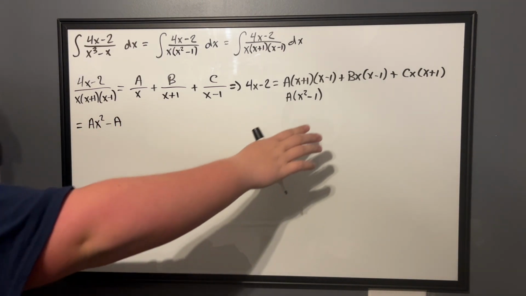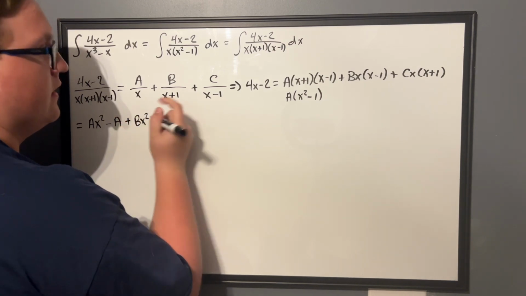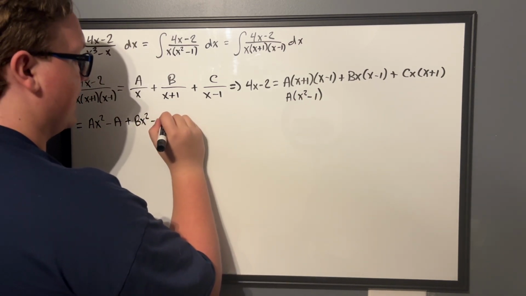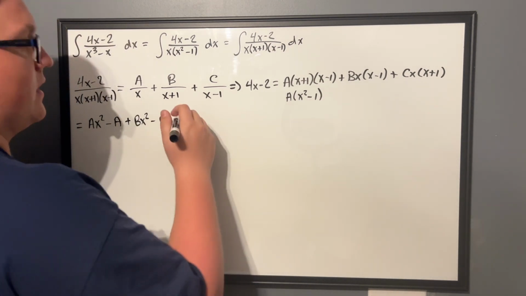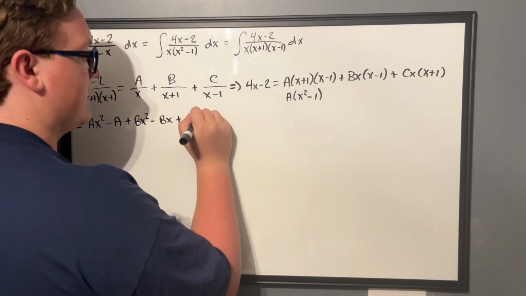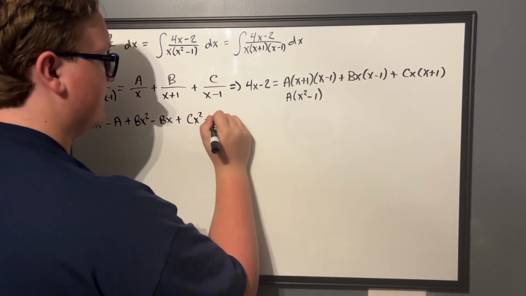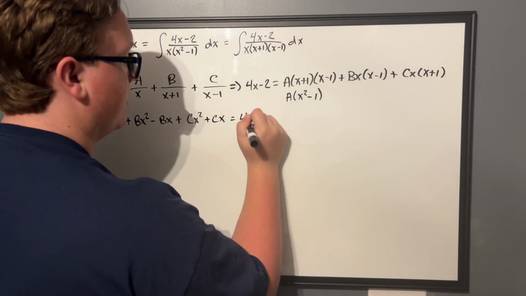Now we're going to move on to the b term. So we have bx times x is going to be a plus bx squared. And then bx times negative 1 is going to be a minus bx. And now with the c, it's going to look very similar. So we're going to have plus cx squared. And then we're going to have plus cx. And remember, this is still equal to this 4x minus 2.